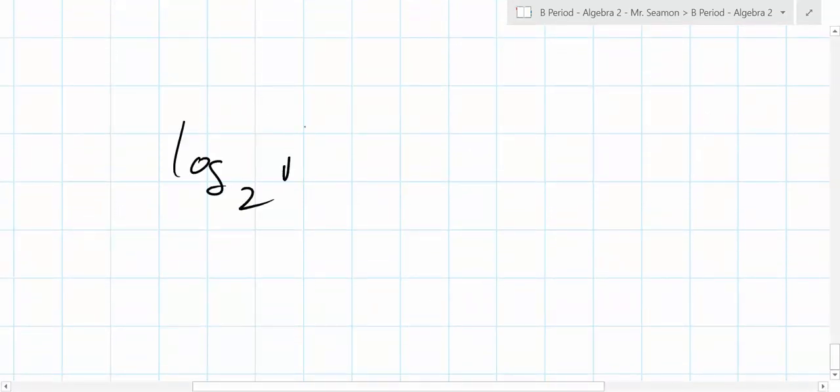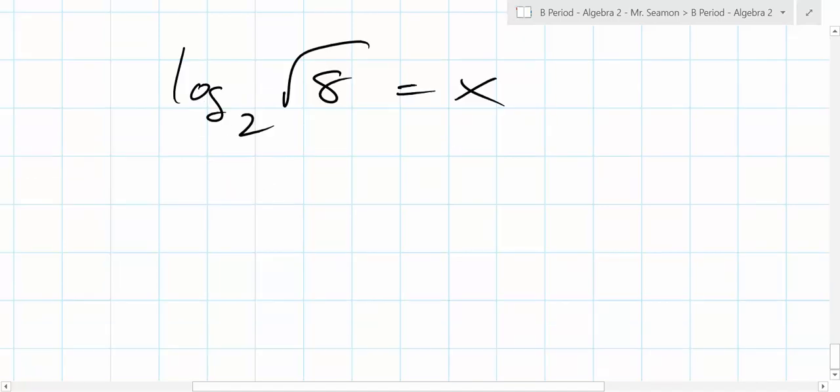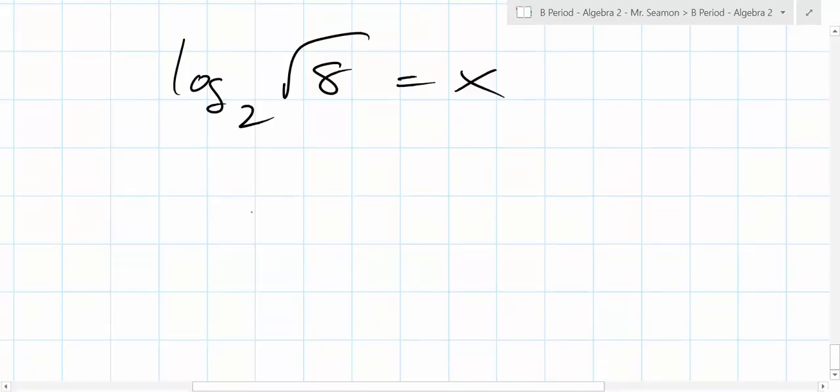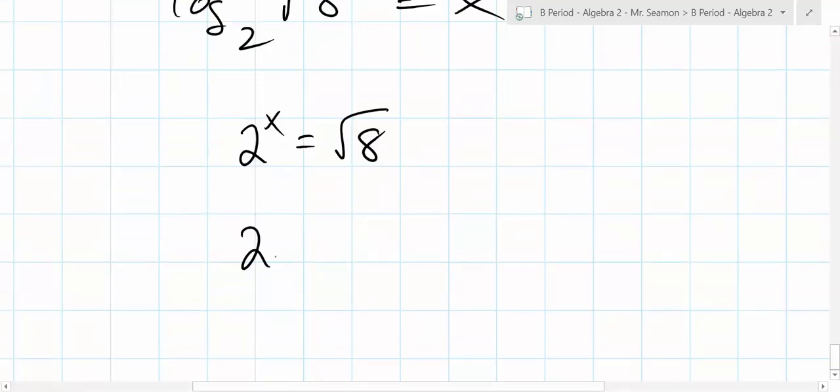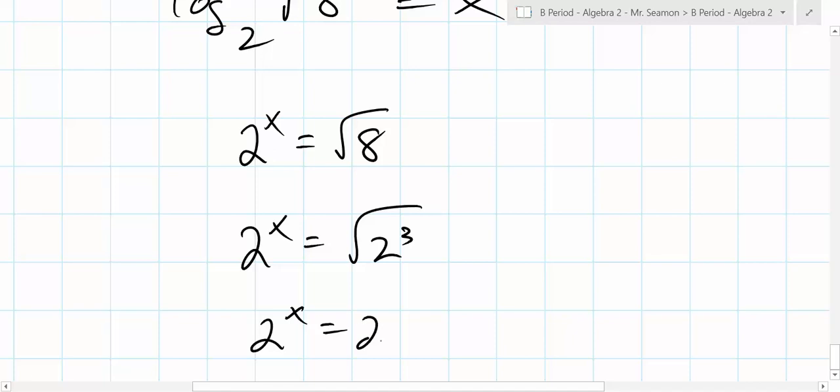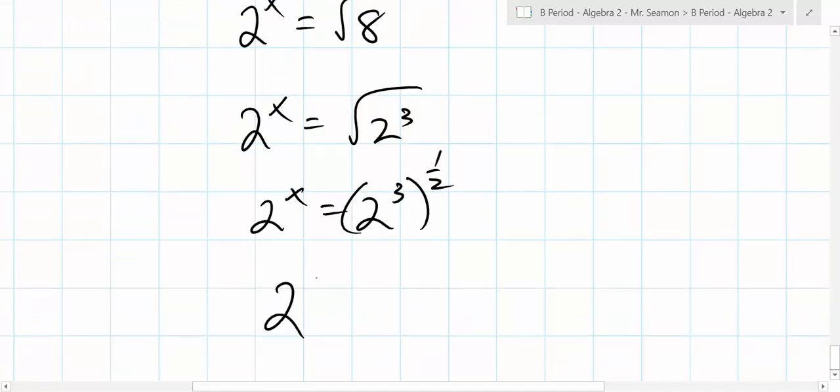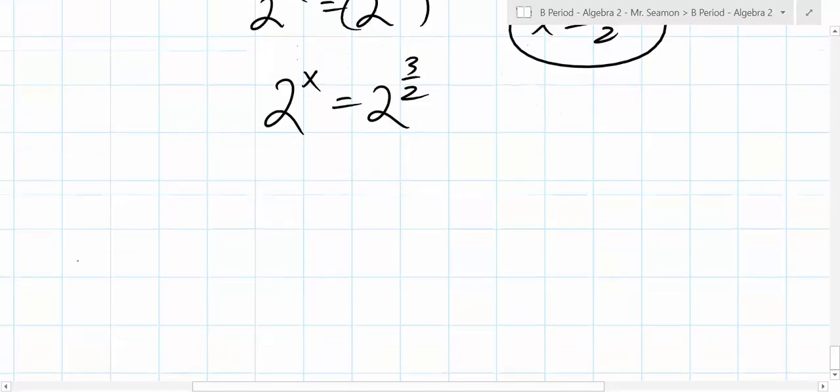So look, the first question was this. It said log base 2 of the square root of 8 is equal to x. What form is that in? So what's it in exponential form? How do you rewrite the square root of 8? 2 to the third. 2 to the x is equal to 2 to the third to the what power? 1/2. Oh no! 2 to the x is equal to 2 to the 3/2. So what does x equal? 3/2.